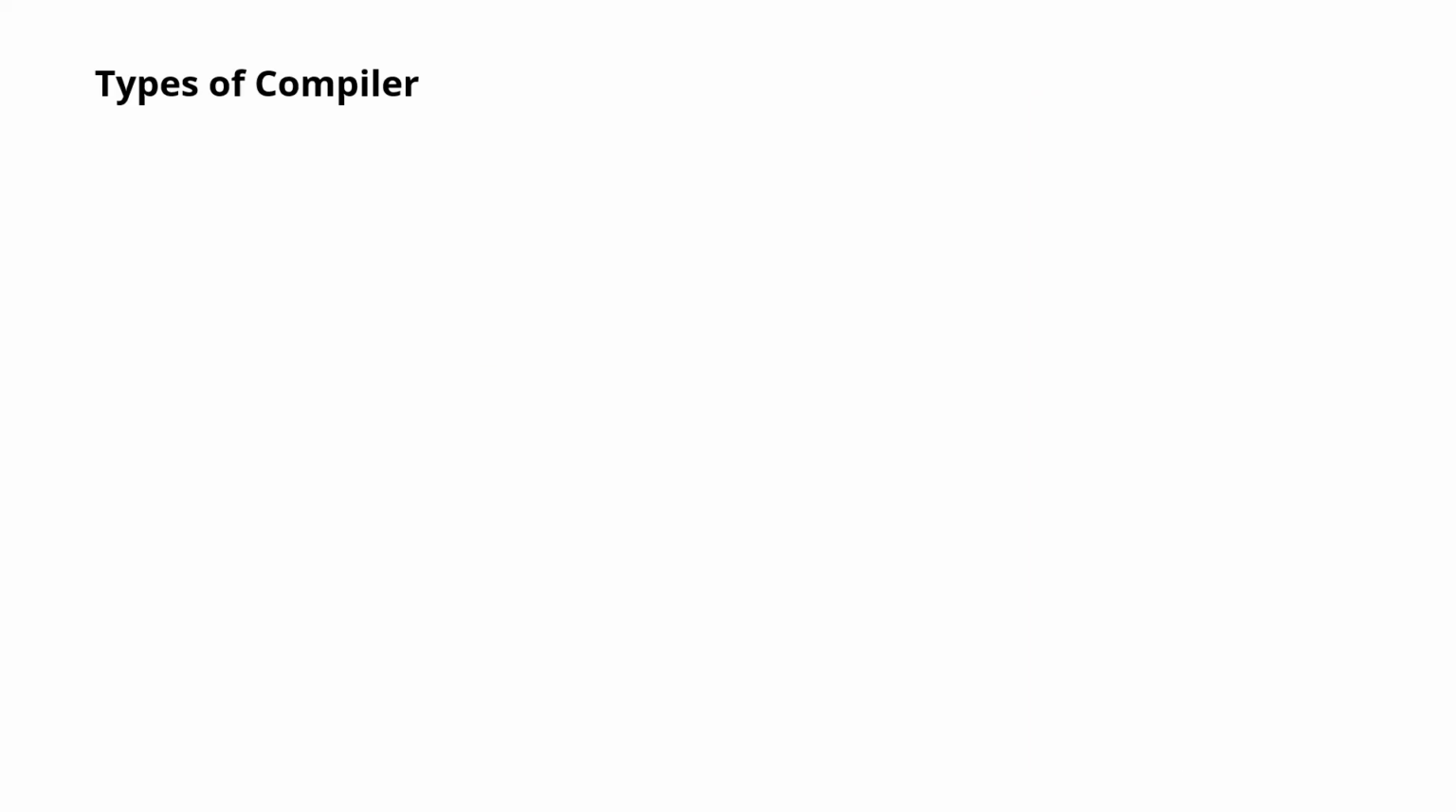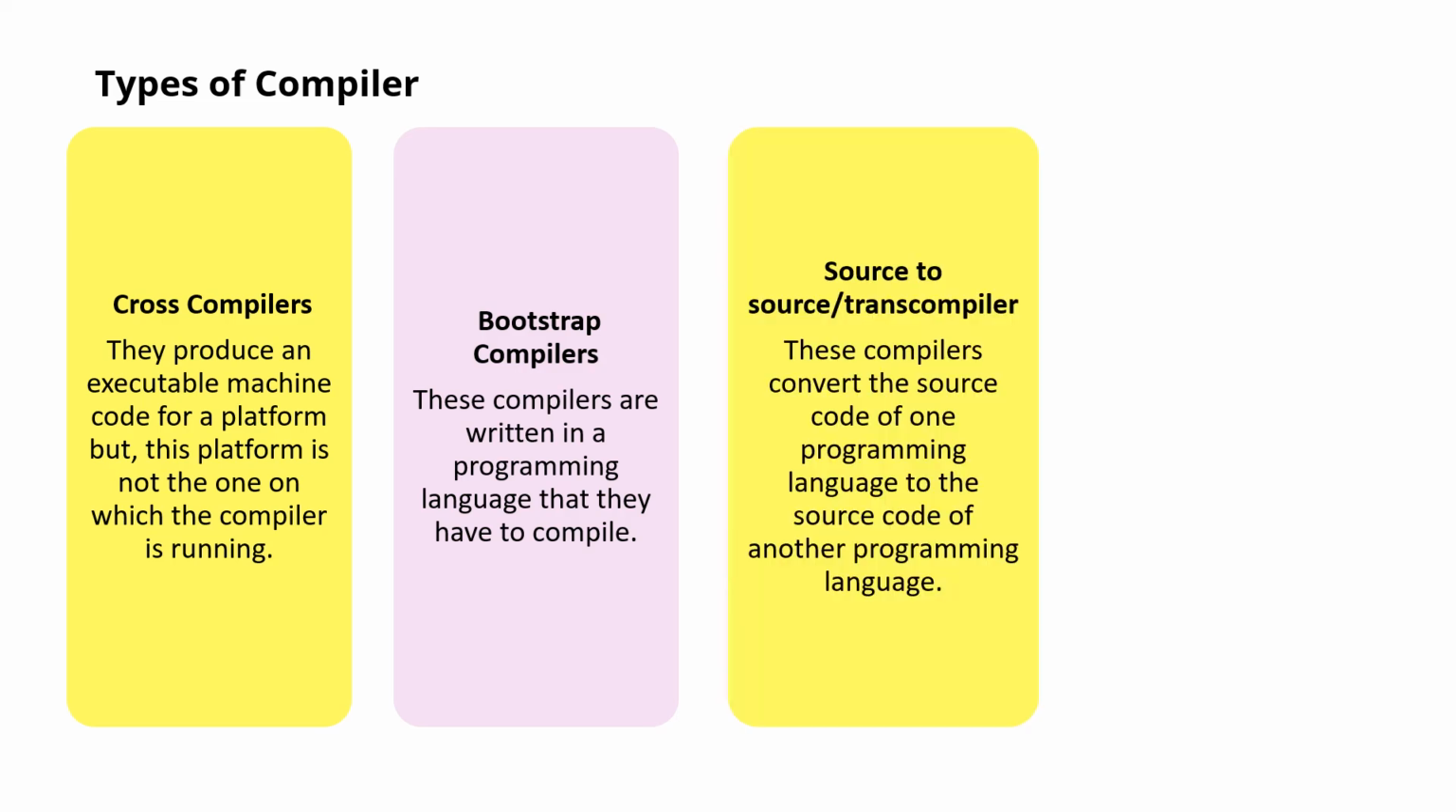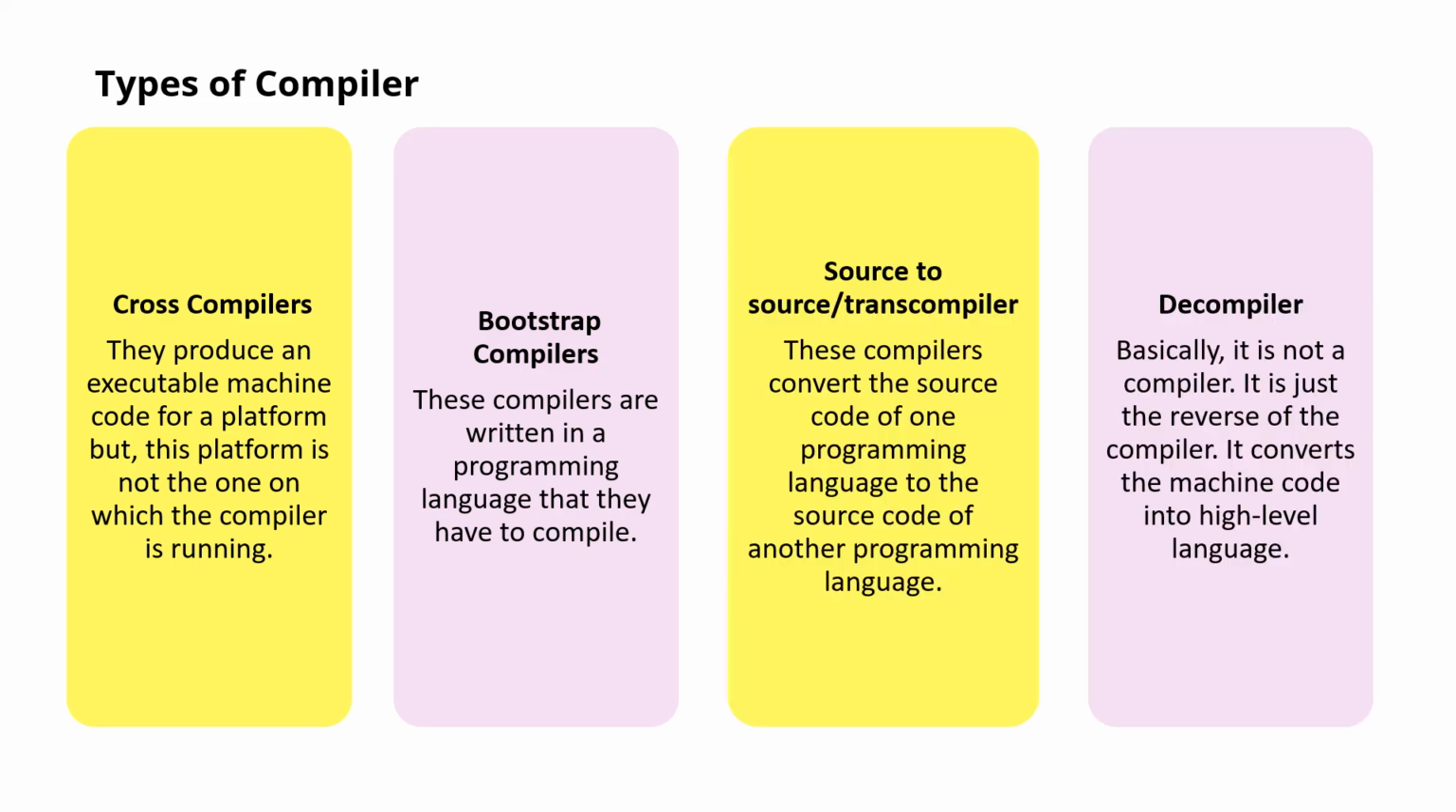And now we can move to the types of compiler, that is cross compilers, bootstrap compilers, source to source trans compiler, and decompiler. These are the types of compilers. The cross compilers produce an executable machine code for a platform, but this platform is not the one on which the compiler is running. And bootstrap compilers, these compilers are written in a programming language that they have to compile.